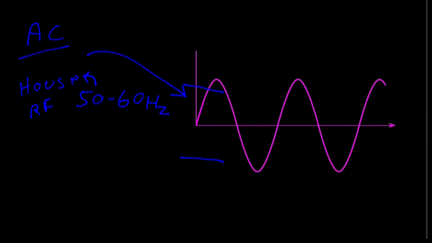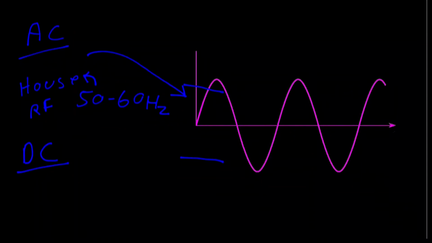Another type of electricity is DC, or direct current, and this is what's found in most electronic circuits. This is what powers your radio and powers common handheld devices as well. Direct current does not change amplitude. It does not go from positive to negative, and it does not change direction.